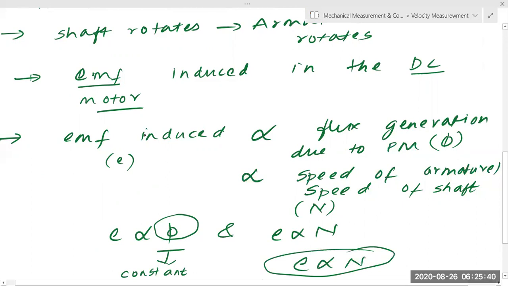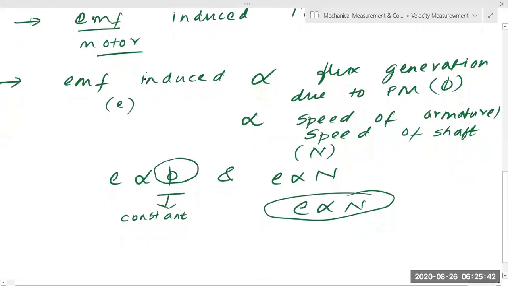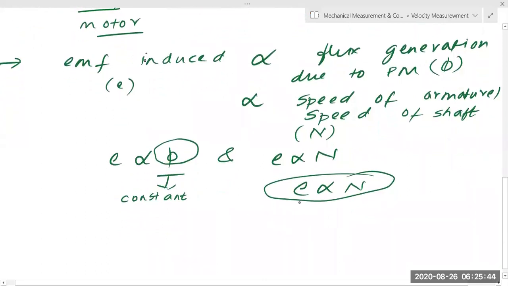Now this is the principle. EMF will be proportional to speed, and this is the principle where whatever the EMF that is generating in the DC motor, if we can measure this EMF, automatically we can measure the speed of the shaft. Correct?